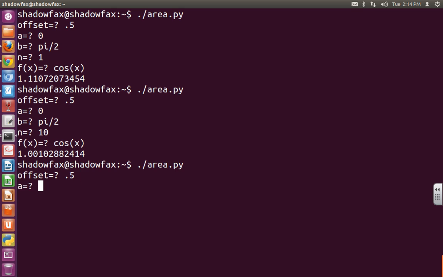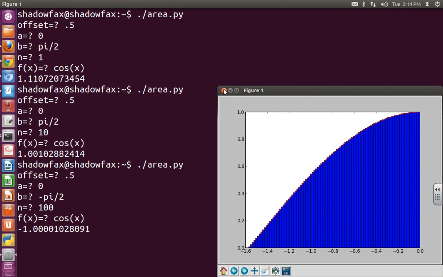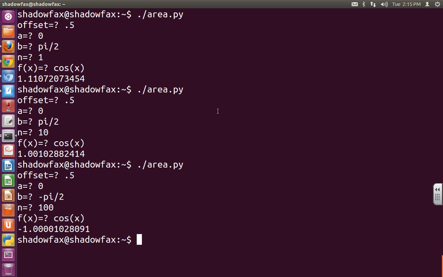Offset of 0.5, start at 0, go to negative pi over 2. Yeah, I'm sorry, I didn't want that. Well, all right, leave it. Go for 100 rectangles under cosine. Now, why is it negative? Because I went to negative pi over 2 by accident, okay? All right. Run it again.